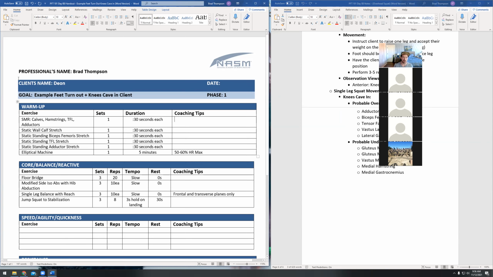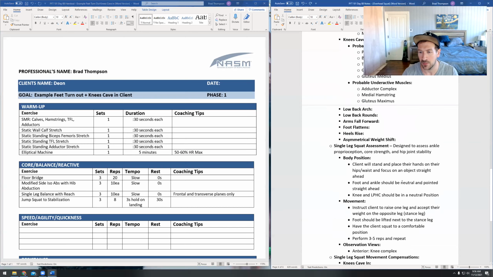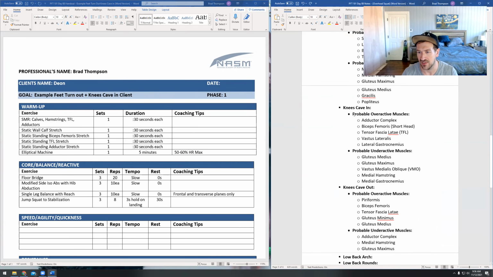So we are going to start by SMRing the calves, hamstrings, TFL, and adductors. We look at my list from earlier, right? And we go up to the knees caving in. These are all of our overactive muscles, right? We saw it was the lateral gastrocnemius, right? TFL, adductor complex, and then I have it listed as hamstring.